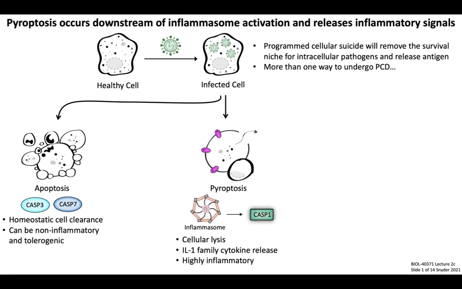Second, there's pyroptosis. Pyroptosis occurs downstream of inflammasome activation, such as NLRP3, AIM2, or NLRC4, which we just talked about. Last week, we learned that inflammasomes converge on the cleavage and activation of caspase 1, which in addition to processing the mature forms of IL-1 family cytokines, can also cleave and activate a protein called gasdermin D. Now, gasdermin D forms pores that insert into the plasma membrane. So the result of this is that the cell swells and bursts. So this is a lytic form of PCD. Because pyroptosis releases cell-associated molecules that can be inflammatory, as well as IL-1 family cytokines, this is viewed as a pretty highly inflammatory form of PCD.